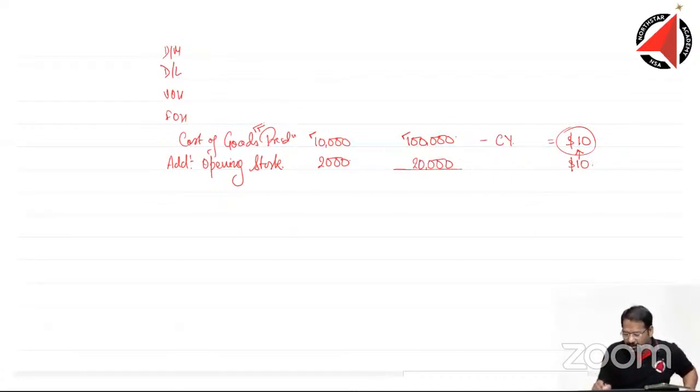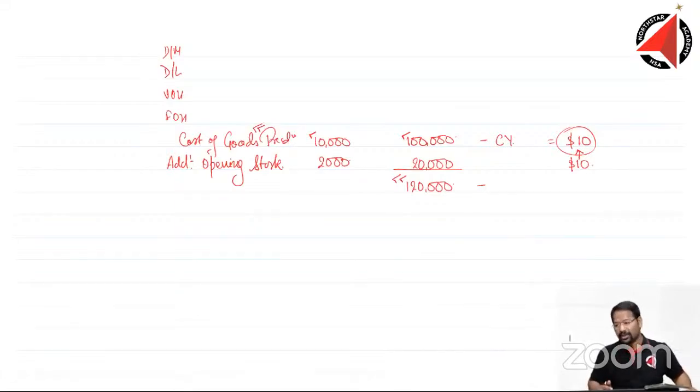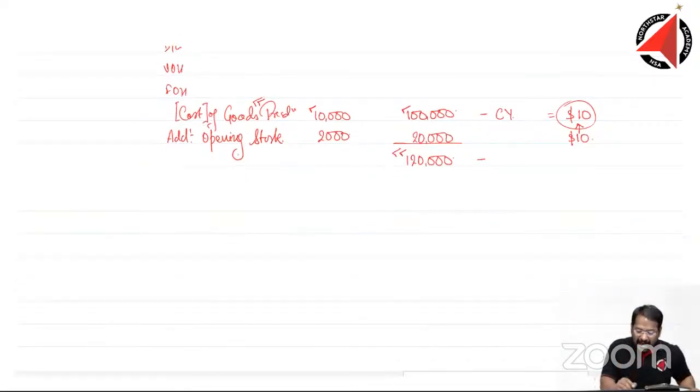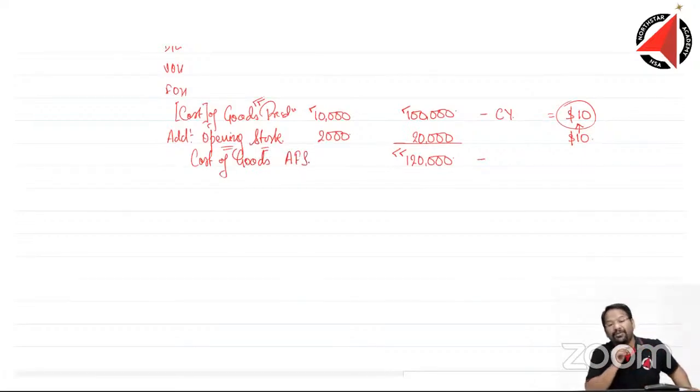Now 100,000 plus 20,000, we have got 120,000. Answer my question. In this, is there a profit component included or not included? What do you think? Answer is no, not at all, because it very clearly says this is cost of goods produced. Now, when I add opening stock, what do I call it? This is called cost of goods available for sale.